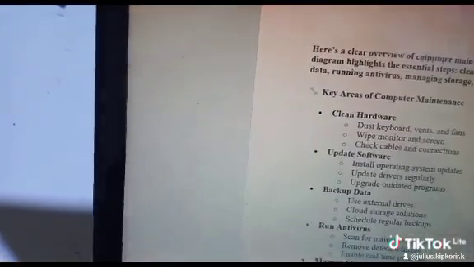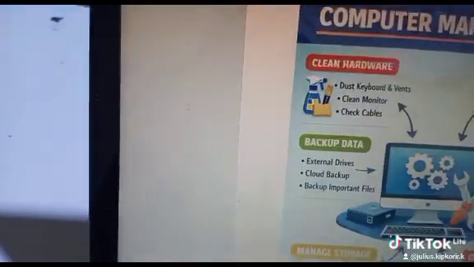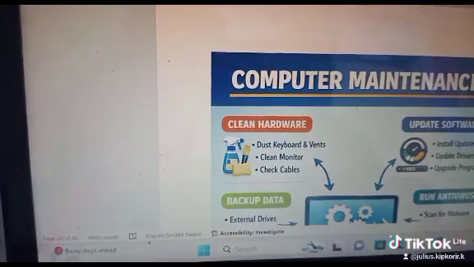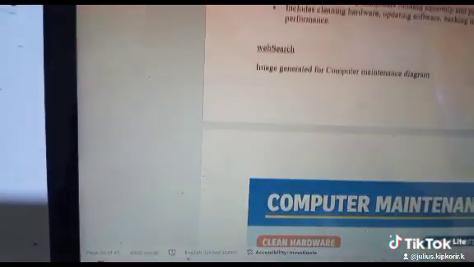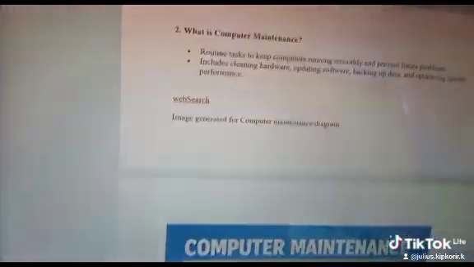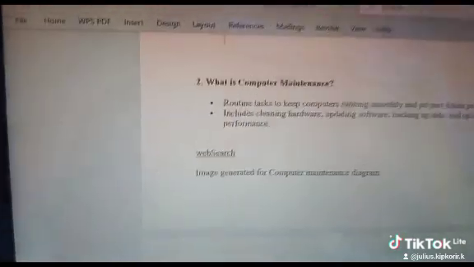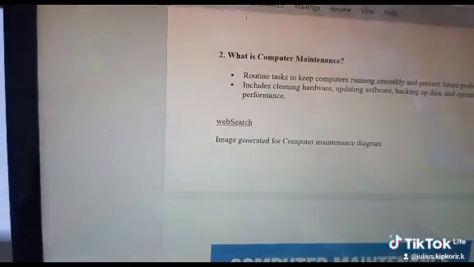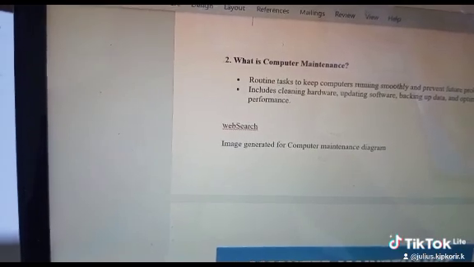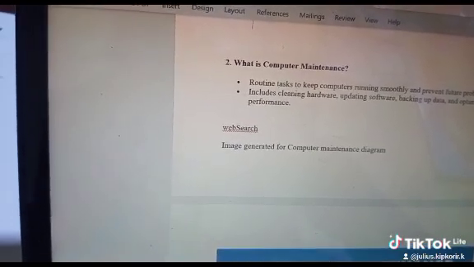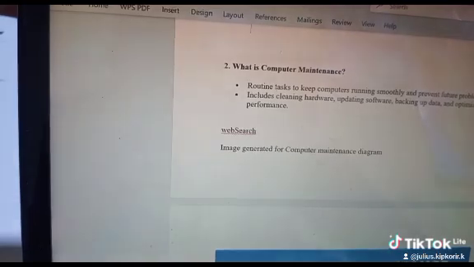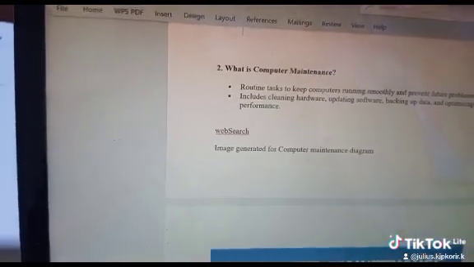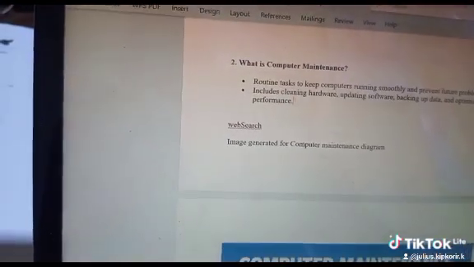So another point that we need to look at is computer maintenance. So what about computer maintenance? Computer maintenance is routine tasks to keep the computer running smoothly and prevent future problems. They include cleaning the hardware, updating the software, backing up data, and optimizing the system performance.